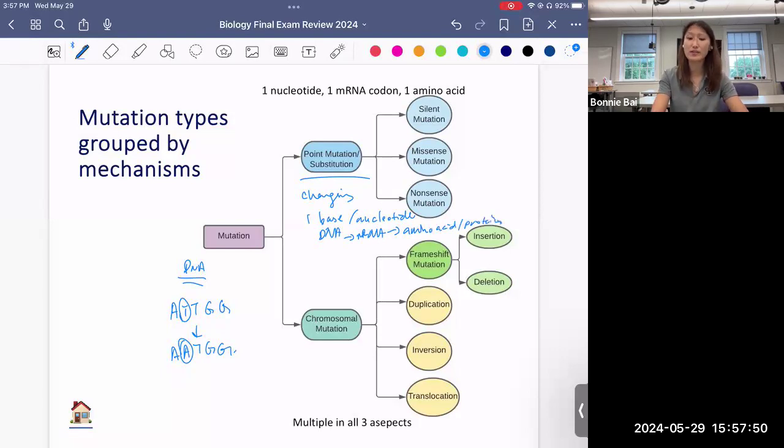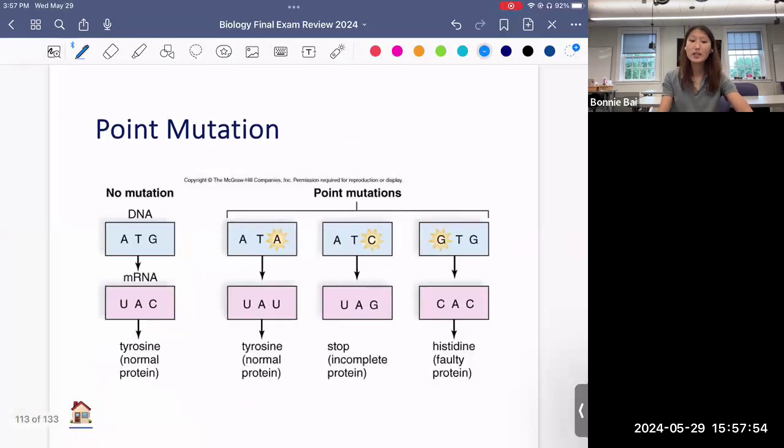Depending on what the change is, you have silent mutation, missense, and nonsense. Let's take a look at that first. This is our original DNA, right? ATG. With a mutation, it changed to ATA, right? It's a point mutation because we did just change one letter, one base, one nucleotide. Normally, with ATG, the original, you're supposed to have UAC. However, now with the mutation changing to ATA, you now have UAU, right?